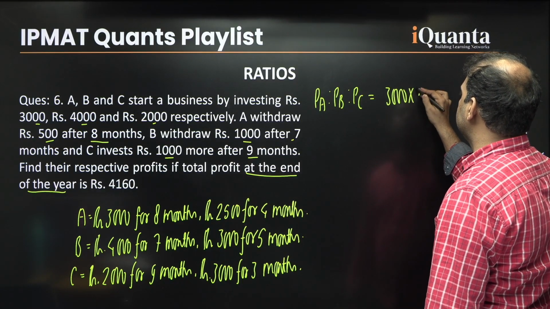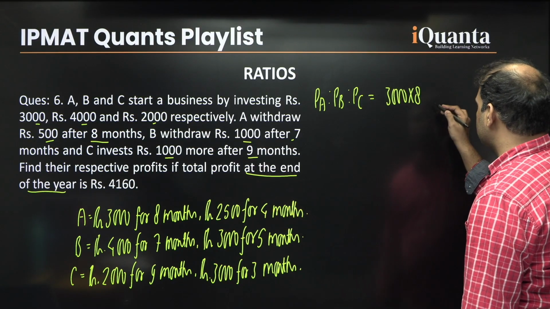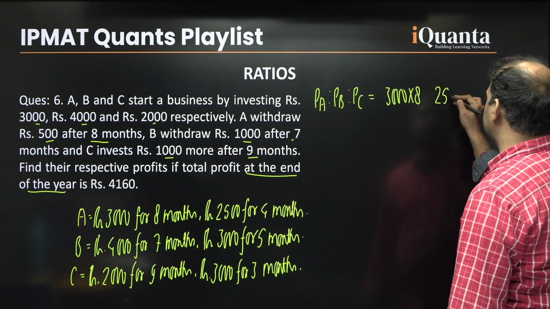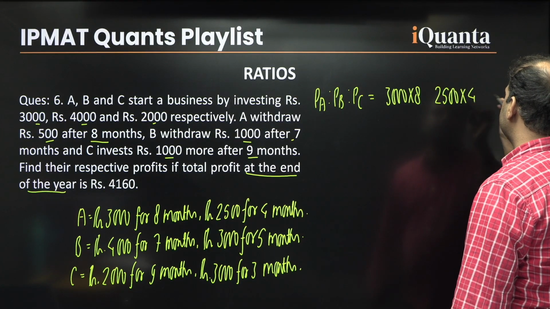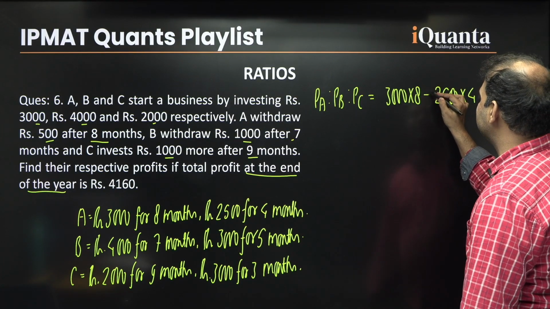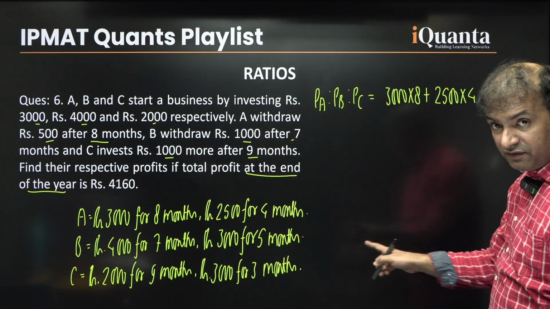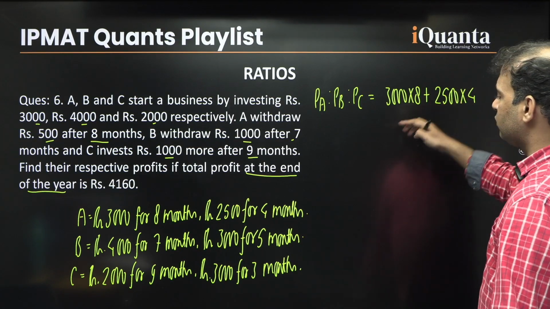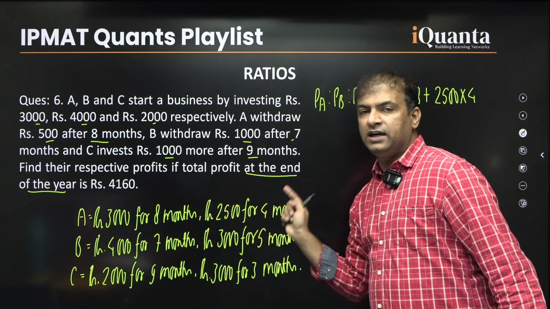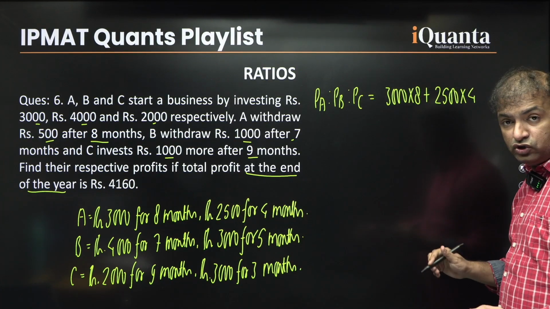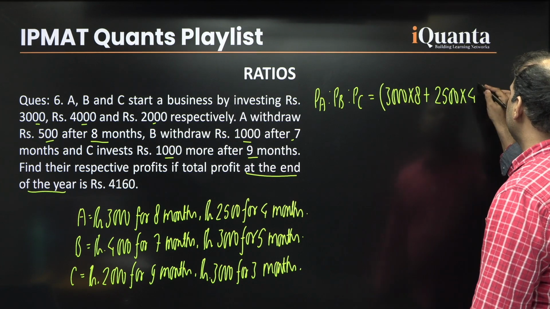Okay, so 3000 into 8. फिर उसने 2500 invest करे हैं for the next 4 months, so 2500 into 4. और फिर guys क्या होगा, इन दोनों के बीच में plus का sign लगेगा. क्यों? क्योंकि अब हम सिर्फ एक ही बात कर रहे हैं, इसीलिए इसके जो दो process हैं, उन दोनों के बीच में plus का sign हो जाएगा. Alright, same way we can think about B.